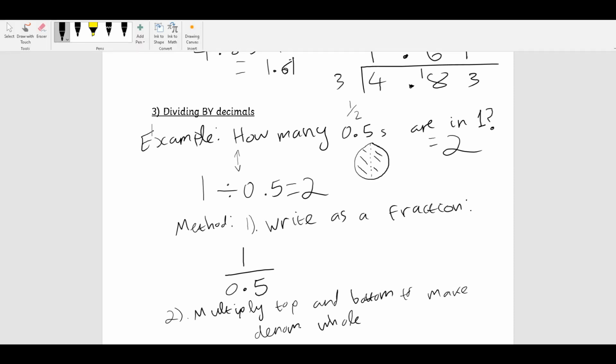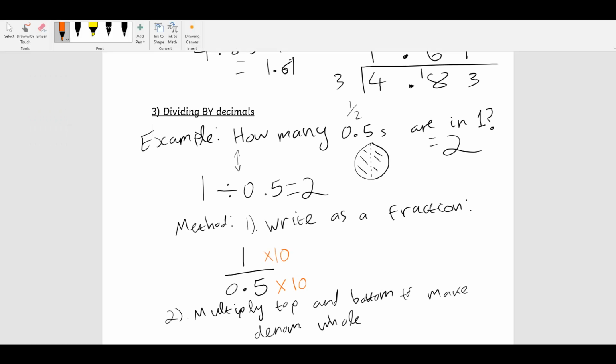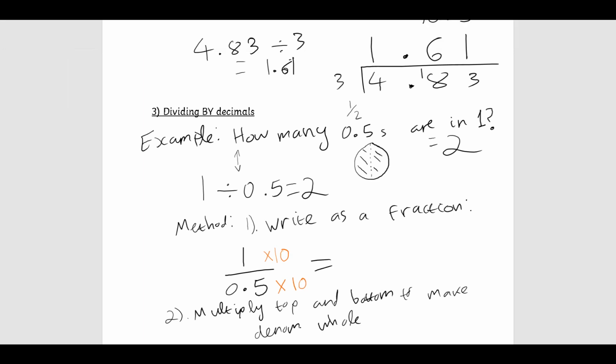I'm going to multiply the denominator by 10, and if I do that, to keep everything balanced, I've got to times the top by 10. Now, that's going to be 1 times 10 is 10, over 0.5 times 10 is 5. But 10 over 5 is simply 10 divided by 5, which is just going to be 2, which matches the answer we had before. So that method works fine.